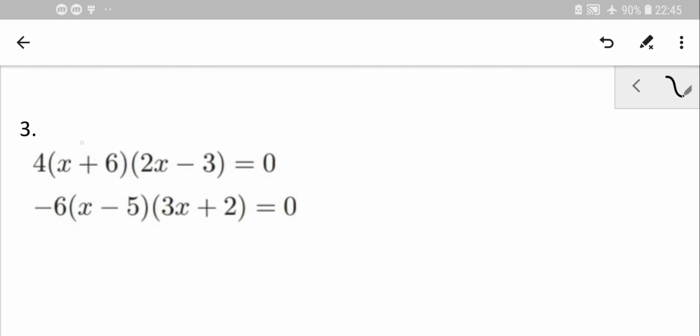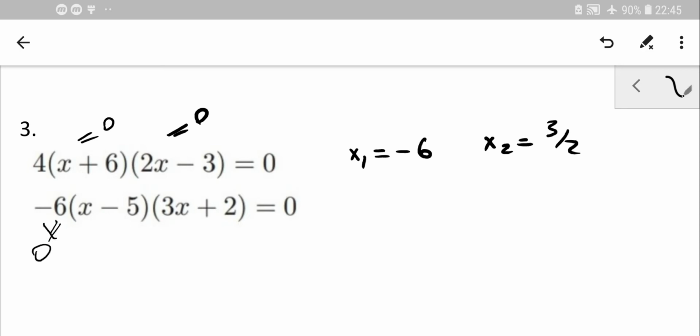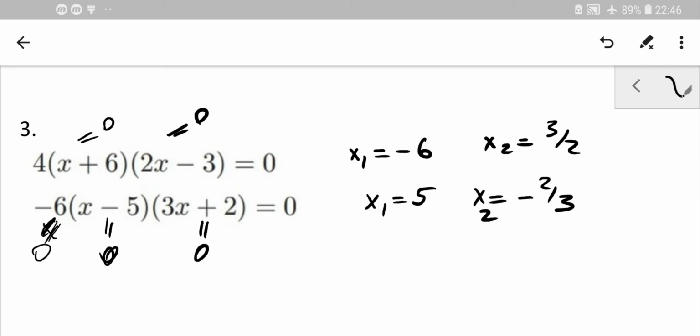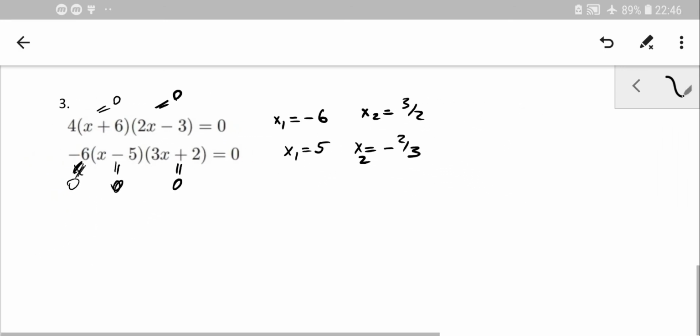Here we have again 3 factors. 4 is never 0, so we equate the 2 other factors to 0, and we'll get the first solution -6, and from the second one we have x2 equals 3 over 2. Here we have -6, which can never be 0, and x minus 5, the first possibility, and the second possibility. So we'll get x1 solution equals 5, and x2 equals negative 2 over 3. That's it, actually.